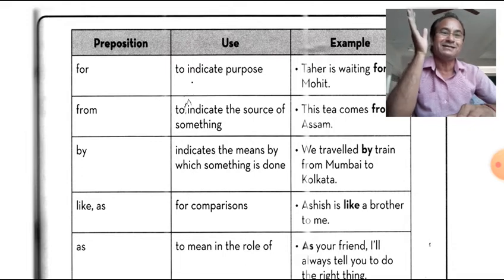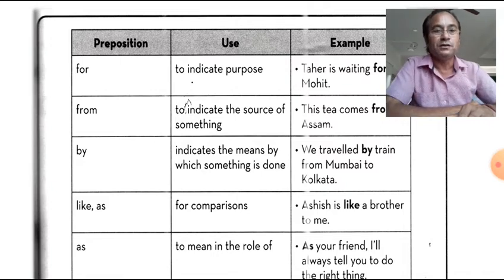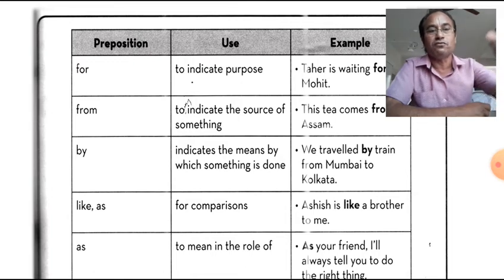Sehwag plays like Sachin Tendulkar. So the comparison is that. Ashish is like a brother to me, or he is like a sister to me. So here the comparison is with a brother and sister. So like and as are used for comparisons. Now, as can also mean the role of.